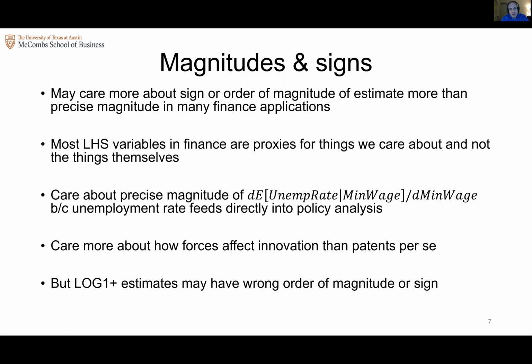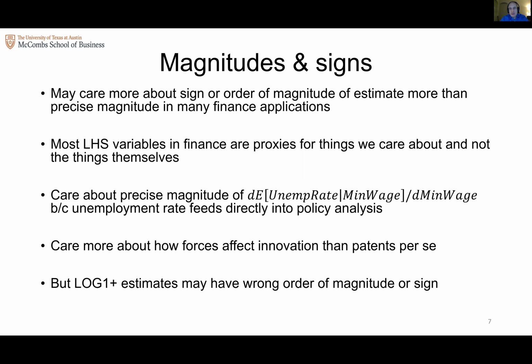Now, if we think about most finance applications, we may not actually care that much about the precise estimates. I think for the most part, when people look at estimates, the first thing we look at is the sign. Does the sign agree with what the theory would suggest it should agree with? And maybe we care broadly about the order of magnitude. I think the reason for that is that most of the left-hand side variables we're using in finance are not really the things that we actually care about. They're proxies for the things that we care about. So we don't necessarily care about patents per se. We're trying to say something about innovation, and patents are just a proxy for innovation.